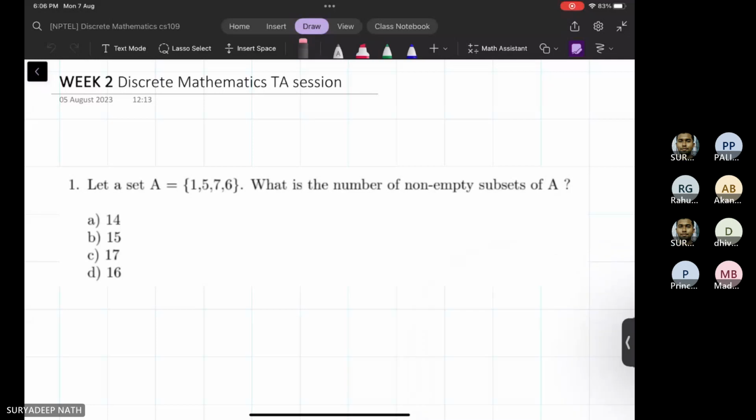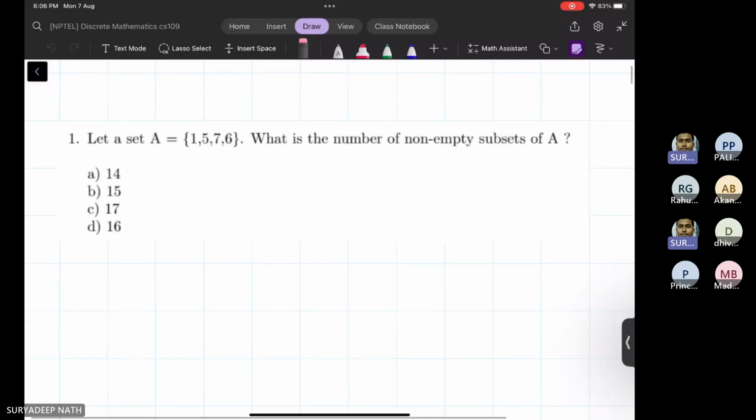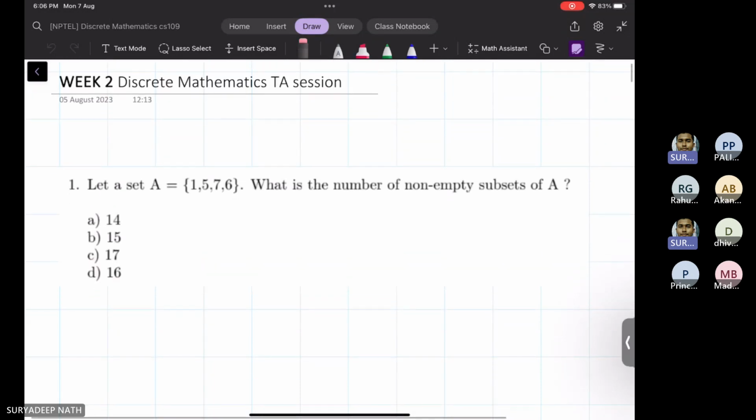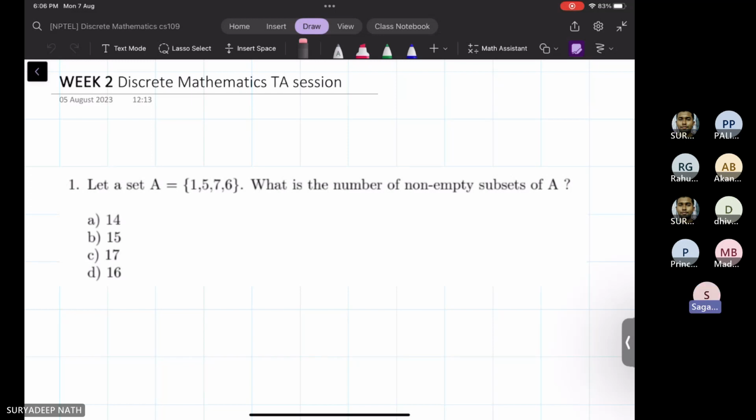All right. So I hope you can see the screen. These are the questions from week 2 assignments from a previous iteration of this course, and it's mostly related to set theory principles. I'll be solving the questions from the previous year's assignments, and this year's assignments are for you to solve. Okay, so I'll get started.